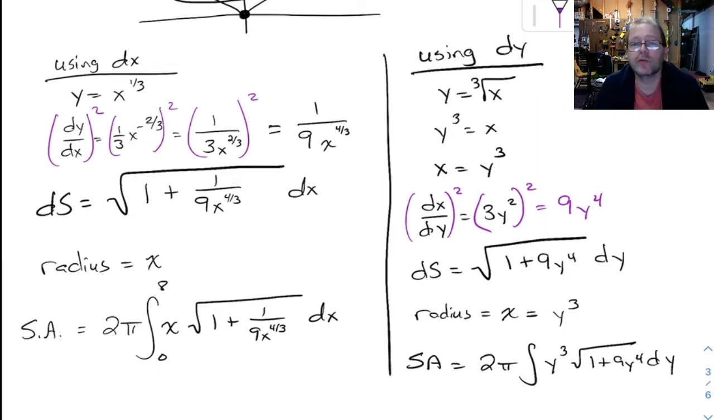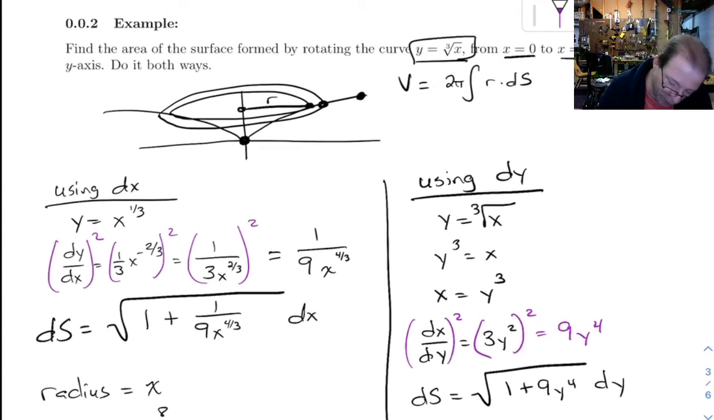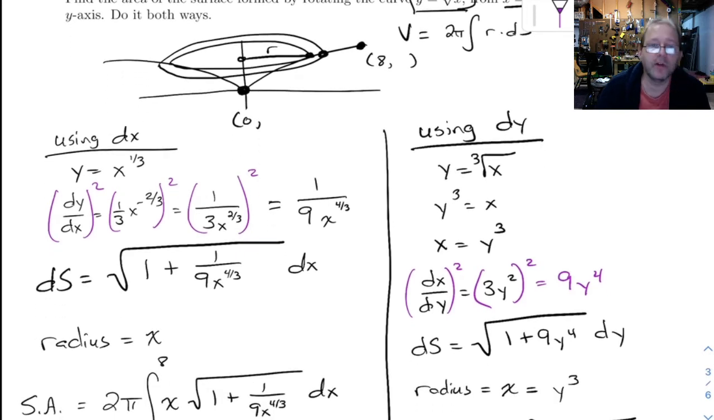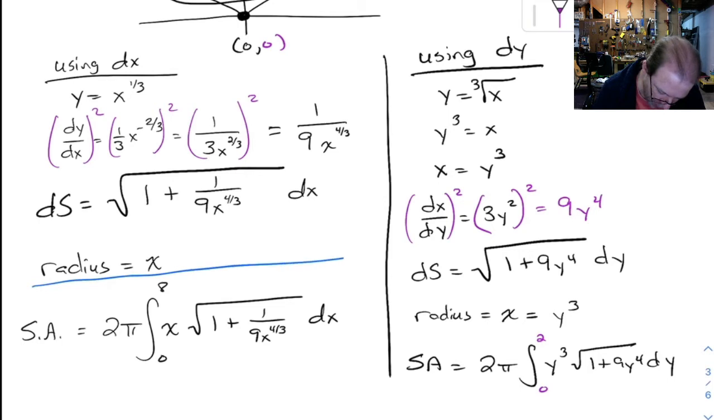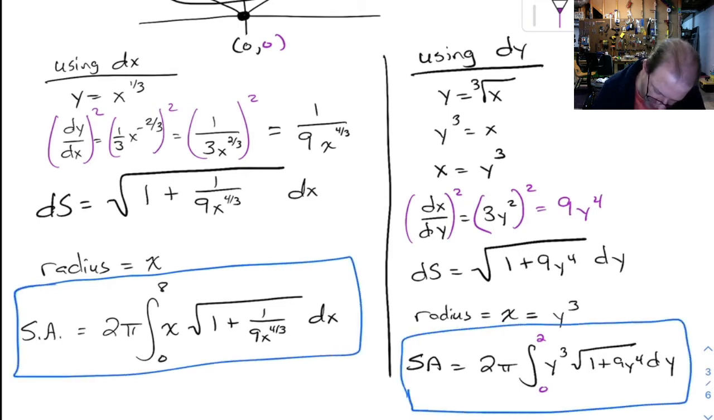And since we're doing this with respect to y, we're still going from one end of the curve to the other. Remember this curve went from 0 to 8, but we need the y coordinates for it. And the y coordinates here are 0 and cube root of 8, which is 2. So both of these are correct. I'll put a blue box around them. This gives us the surface area, and this gives us the surface area.